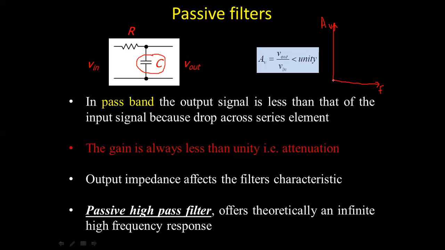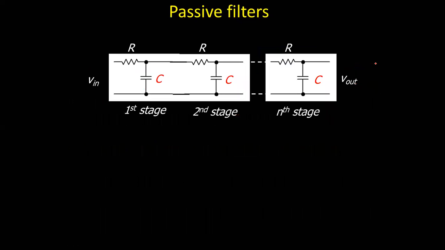If you draw the practical frequency response starting from 0, it is continuously constant. This is the FC, the cutoff frequency. Below this FC, all signals are attenuated, and above FC, all frequencies pass. So above FC, up to infinite frequency, this passive filter can work. That is called infinite high frequency response after FC.